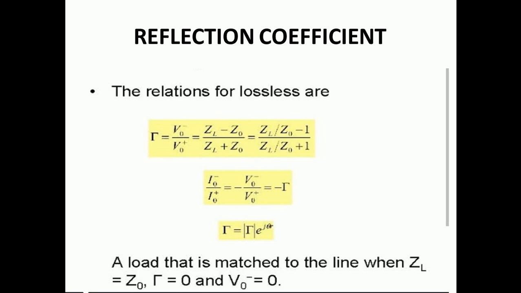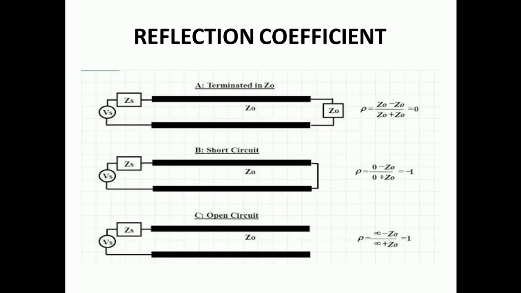We say that the line is exactly matched whenever the load impedance is equal to the characteristic impedance, such that V0 minus is equal to 0, and the reflection is also equal to 0. And finally, the reflection coefficient can be defined in terms of three sets of conditions: when it is terminated in Z0, when the transmission line is short circuited, and when the transmission line is open circuited.